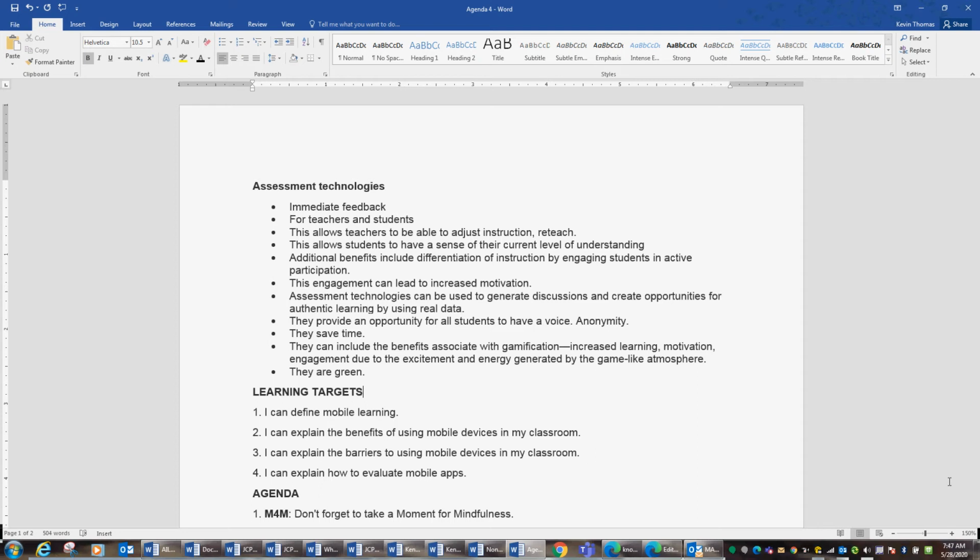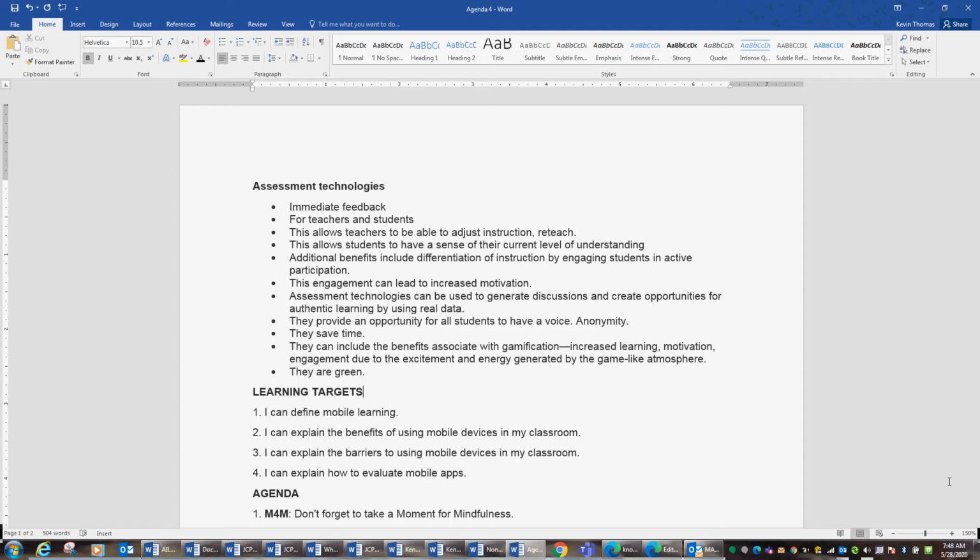And increased engagement oftentimes correlates to increased motivation, and those are some of the benefits that we see, especially when we talk about tools like Kahoot. When we're talking about gamification, and as you know from the Wang article, the game-like atmosphere that's created by these assessment technologies generates excitement, energy, and competition. And I have mixed feelings about that personally, but what the research shows is that students do respond to that.